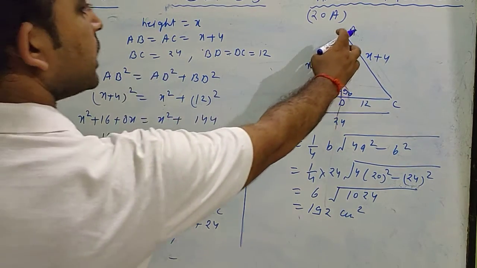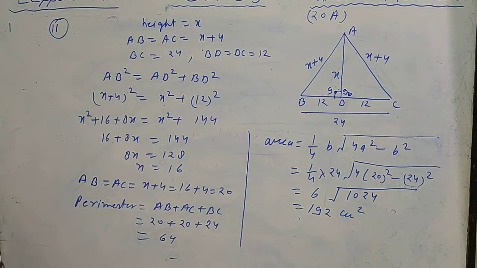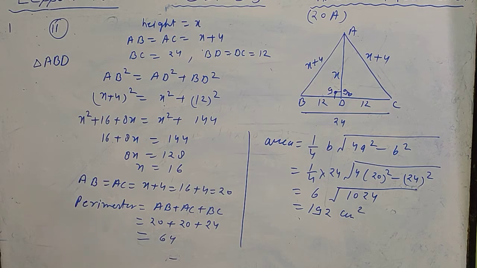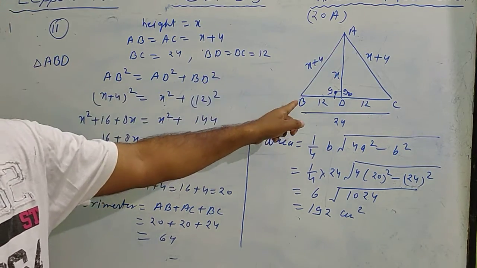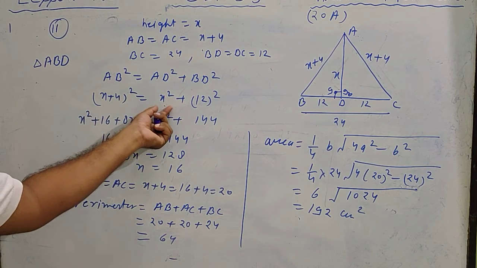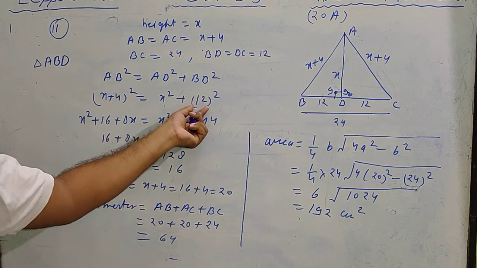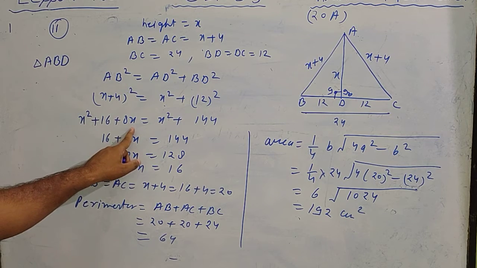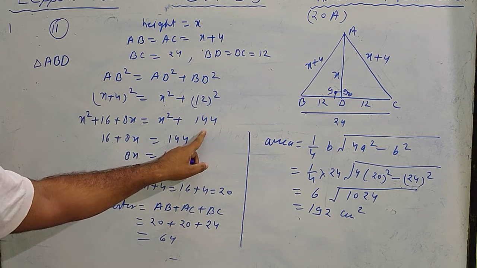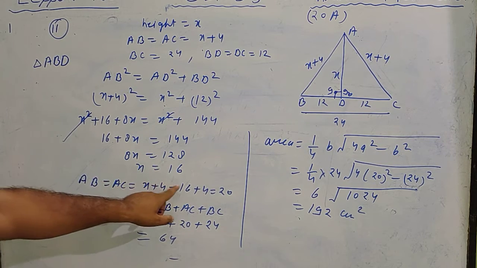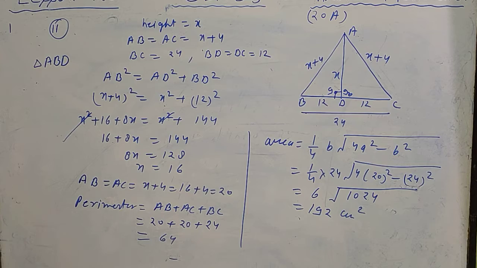Now we use the Pythagoras theorem in triangle ABD. So AB, the hypotenuse, square is equal to perpendicular square plus base square. So hypotenuse (x plus 4) square is equal to AD square, means height square, x square plus BD, which is given 12, square. Now we use the formula (a plus b) whole square is a square plus b square plus 2ab. Then 12 square is equal to 144. Then x square and x square cancel. So 16 plus 8x is equal to 144. So 8x is equal to 128. The value of x is equal to 16.